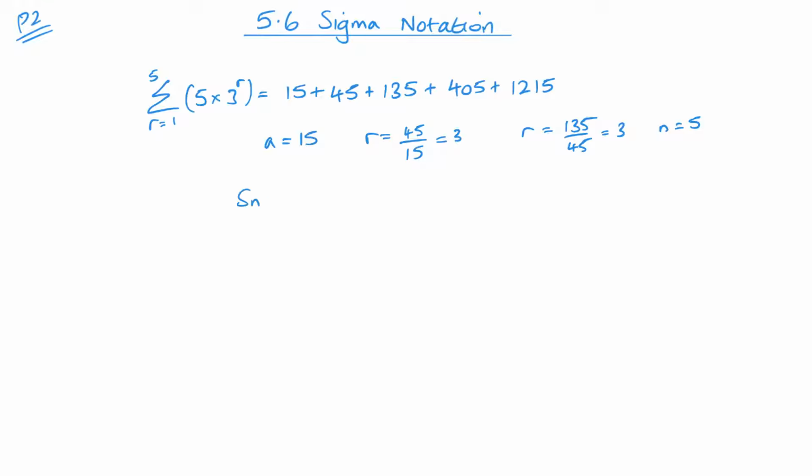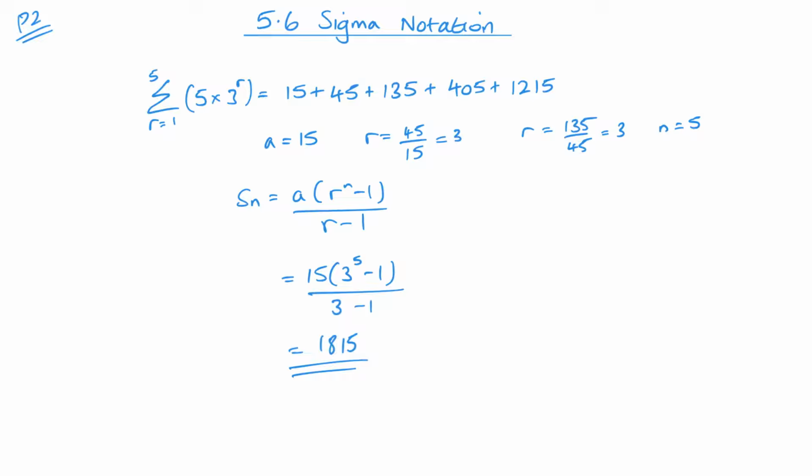So again, I can use the formula for geometric series. We just get 15, 3 to the power 5 minus 1 over... sorry, not 5, what am I doing there? r is 3, so 3 minus 1. That gives me 1,815 in my calculator. And if I check by actually adding these values up, I get exactly the same answer.